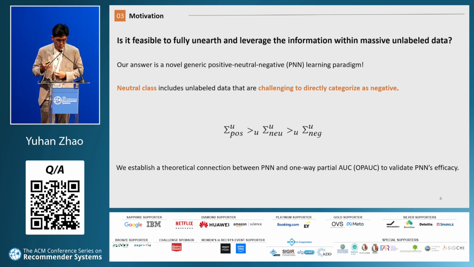Our answer is a novel positive, neutral, negative learning paradigm. The neutral class includes unlabeled data that are challenging to directly classify as negative. So first step, we classify unlabeled data into neutral or negative class. Then we model these triple relationships like this equation. By the way, we establish a theoretical connection between PNN and one-way partial AUC to prove our method. Due to the time limitation, if you are interested, you can see the original paper.